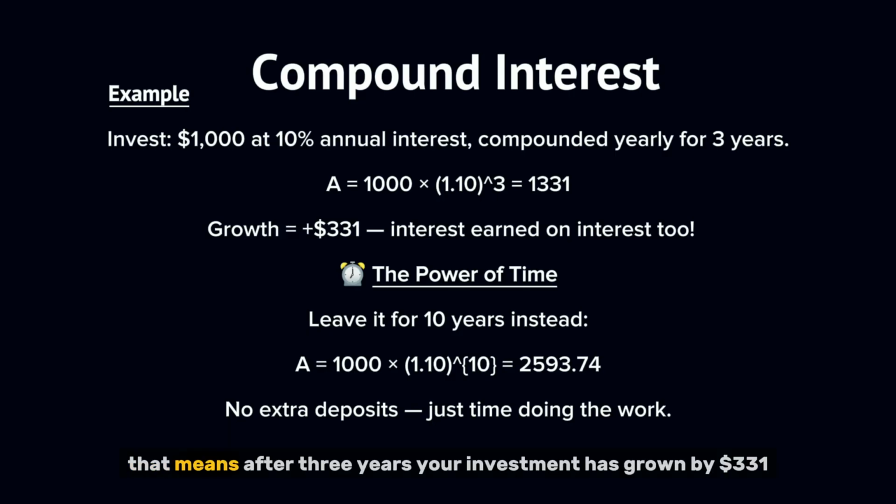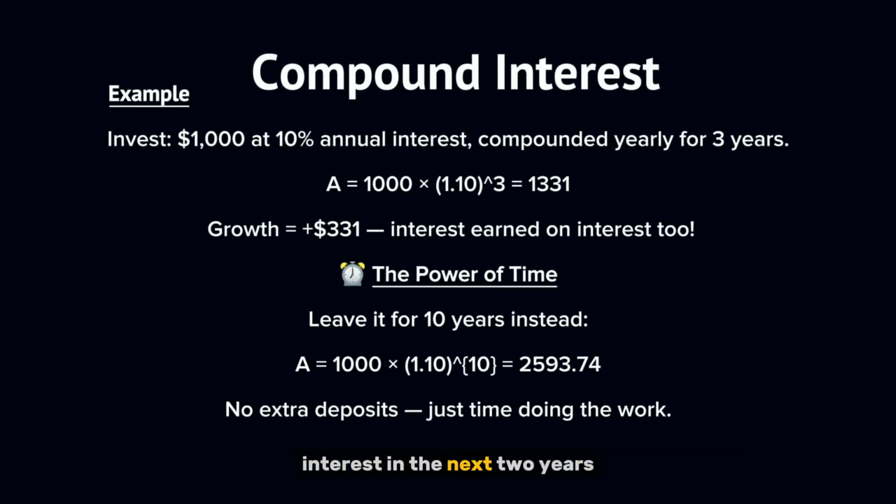$1,331. That means after 3 years, your investment has grown by $331. And notice, the interest earned in the first year also earned interest in the next 2 years. That's the magic of compounding.